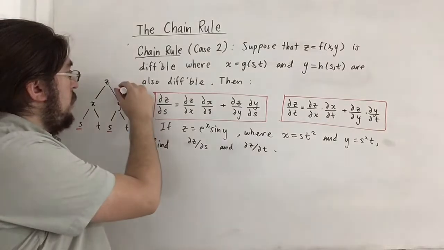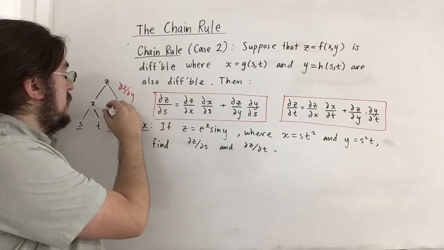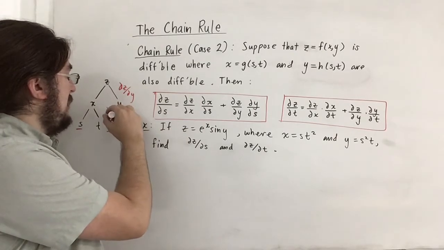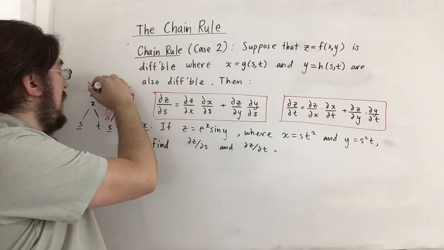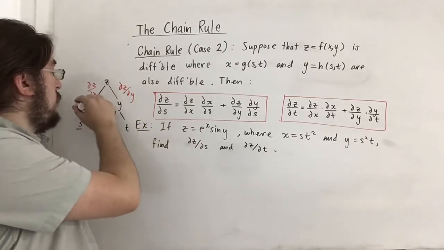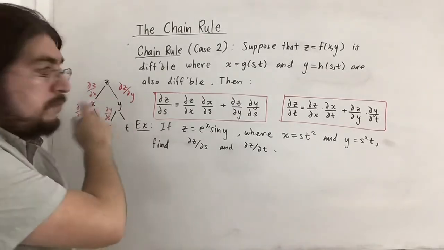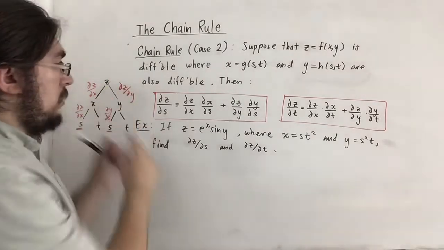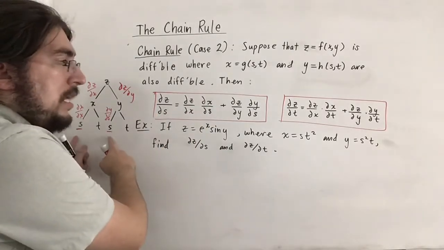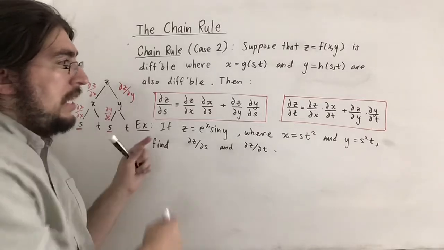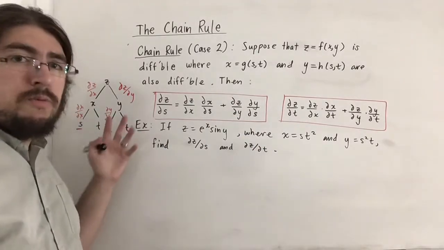So this line here would be partial z over partial y, and this line here would be partial y partial s. This branch will be partial z partial x, and this x to s will be partial x partial s. And what you do is you multiply along each branch, and then add those product results together, and you end up getting partial z partial s if you land both on s. If you do the same thing but land both on t, then you get a diagram explaining the formula here. So this is just a nice way to remember which is what.